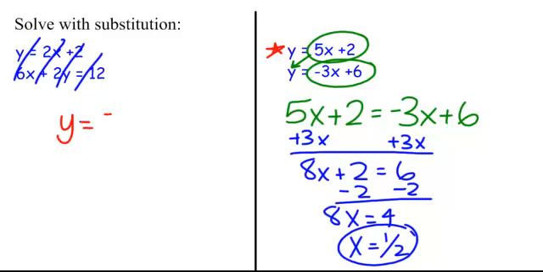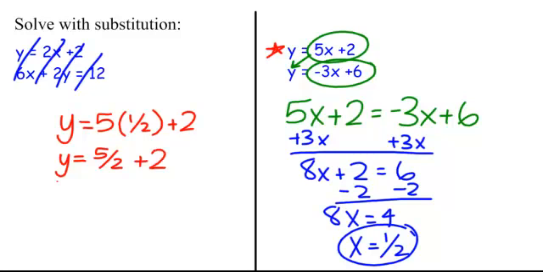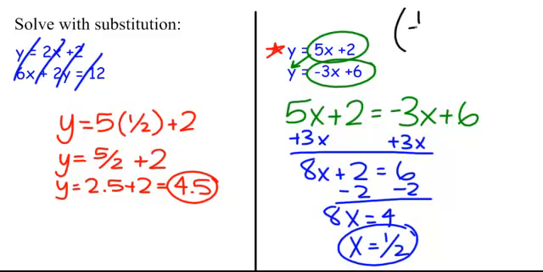But I have y equals 5 times 1/2 plus 2. And 5 times 1/2 is just 5 halves. And if I add 2 to that, 5 halves is the same thing as 2.5. So we end up with 4.5. So now I have enough information to make my answer. These two lines, if I were to graph them, would intersect at 1/2, comma, 4.5, which is the same thing as 9 halves.